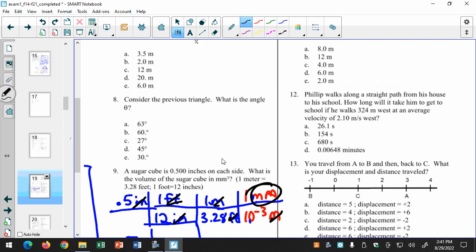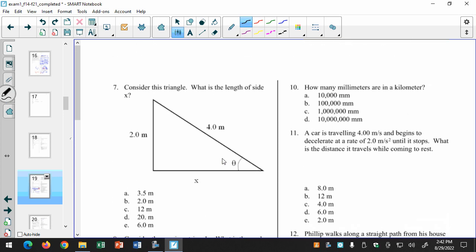Okay. I think I had another one like that here. Oh, how many millimeters are in a kilometer? Well, you know, there are 1,000 millimeters in a meter and 1,000 meters in a kilometer. So it'd be 1,000 times 1,000. So that's 10 to the 6. C would be the right answer.